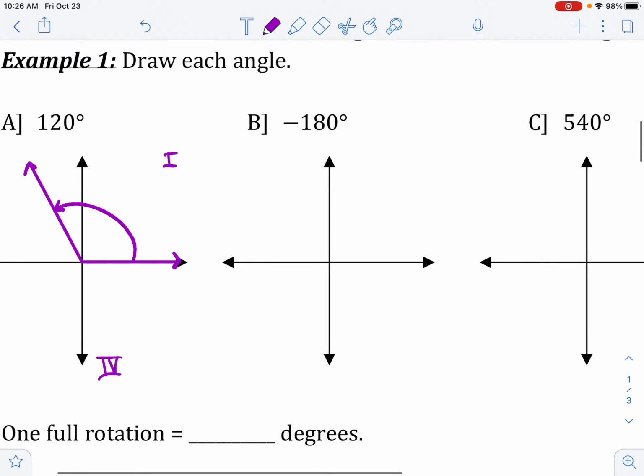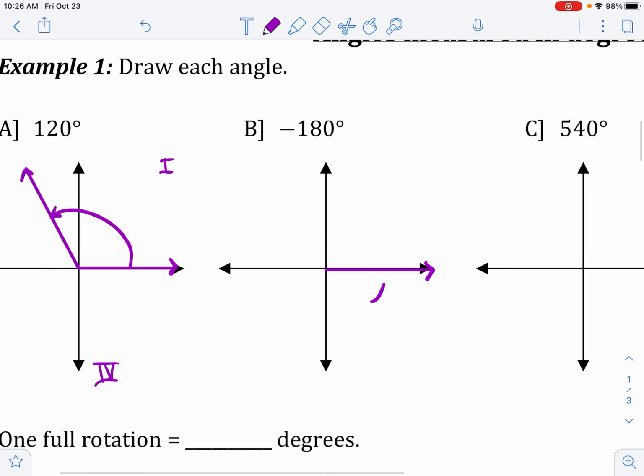All right, let's try another one right here. So positive x-axis, I'm going to start it. That's my initial side. Now I need to go negative 180 degrees. So negative, I'm going to go this direction, which is clockwise, and I need to go 180 degrees. So I'm going to go 90 and 90 more, which is going to end my terminal side at the negative x-axis.